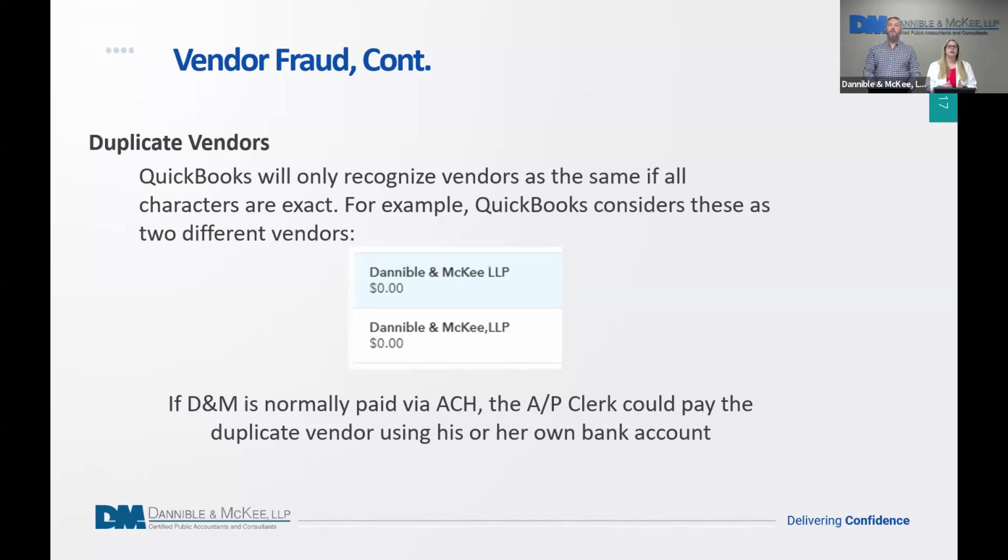So typically what could happen is you could have an employee who's writing checks to Dannible and McKee without the comma, and that's really coming to us as the accounting firm, but then they're writing it to the one with the comma and then changing it to themselves. But when you go and run a report, you'd see the two vendors. So just something really to keep an eye on.